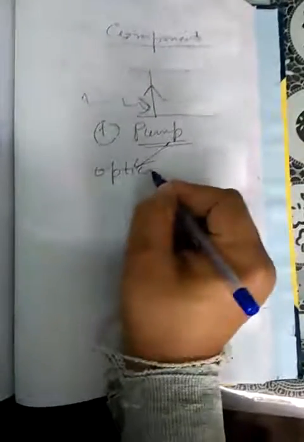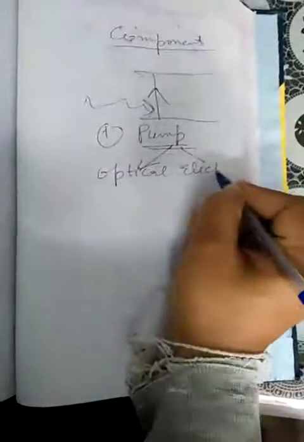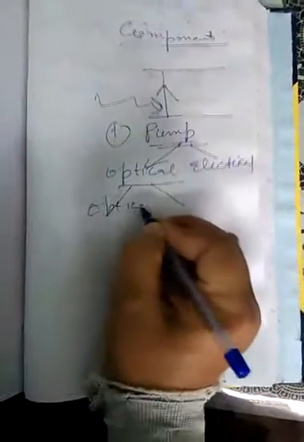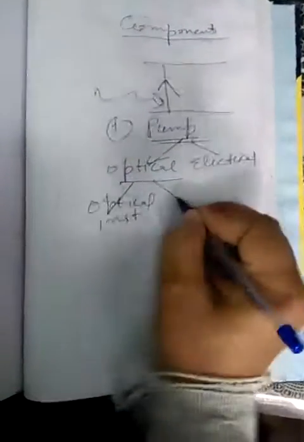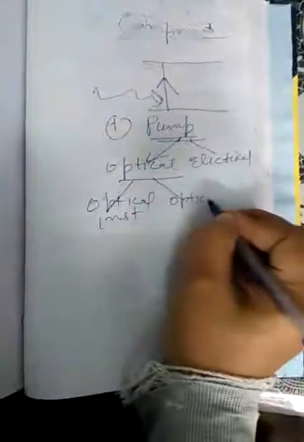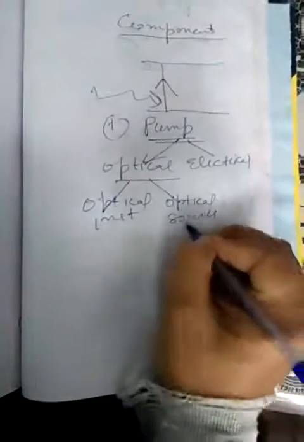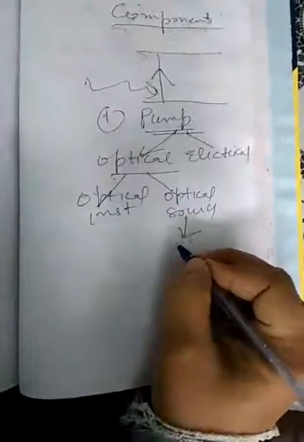A pump is an instrument which provides the energy to the laser. For any kind of laser, we need a pump. The pump could be of any form. It could be an optical pump, it could be an electrical pump. An optical pump could again be of two types: one is by optical instruments, another is by an optical source. An optical source could be any light source which provides light energy.